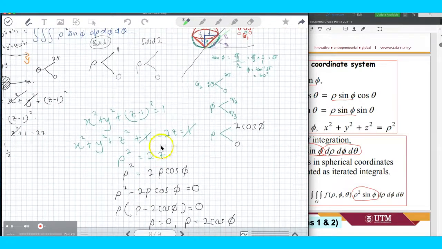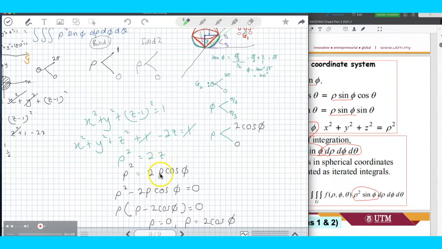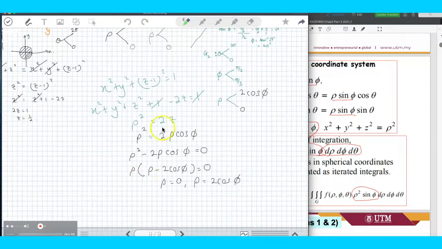Okay, so then because in spherical there is no z, you have to replace the z. What is z in spherical? So you have to substitute this equation: rho cos phi. So we substitute z here to be rho cos phi, and then we solve for rho. And then don't forget, you cannot just directly simplify, you have to factorize. So when you do the factorization, it is obtained that rho equals 0 and rho equals 2 cos phi.